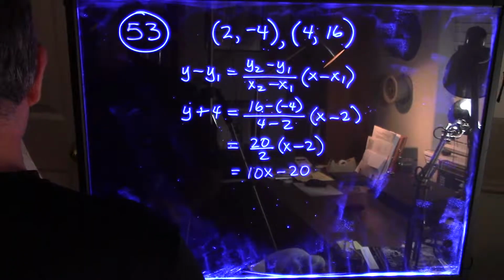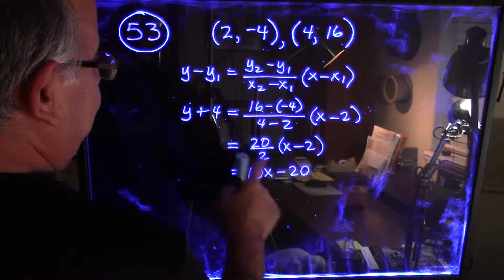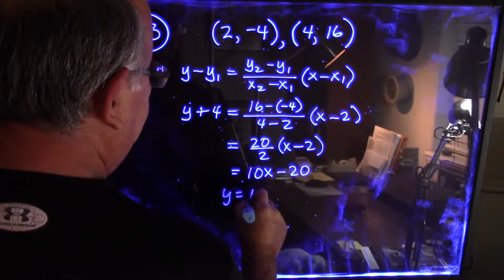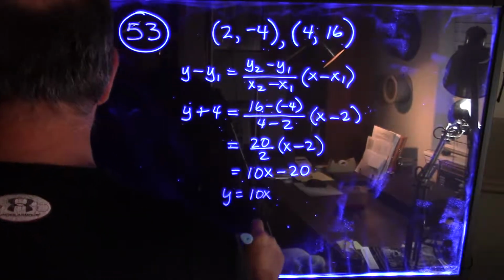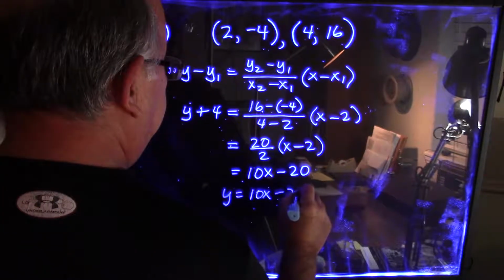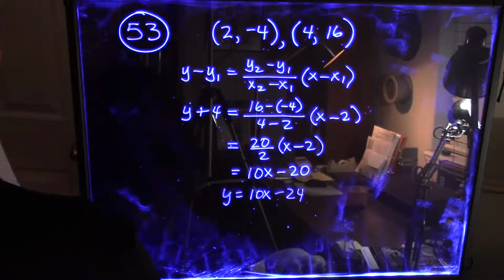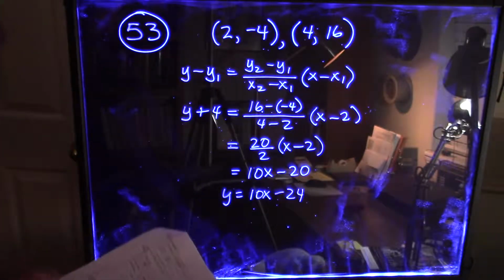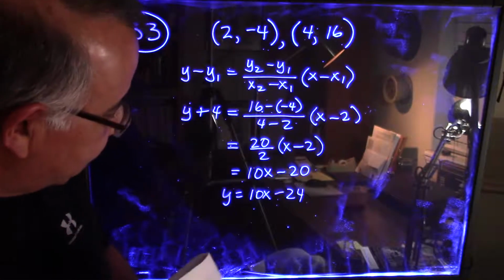Now I can move that 4 to the other side, subtract 4 from both sides, and you get y equals 10x minus 24. Call it f of x, that's what the table calls it, and there you go, there's your linear function.